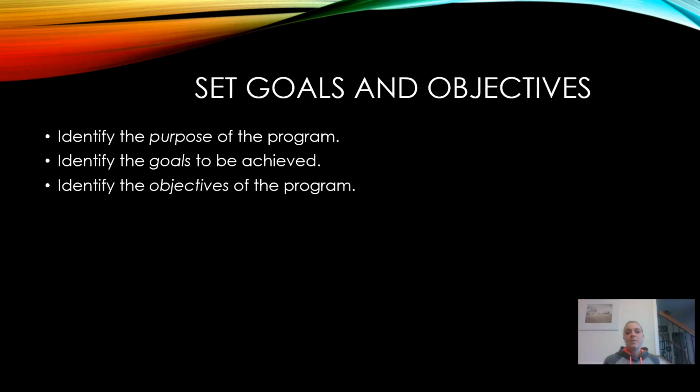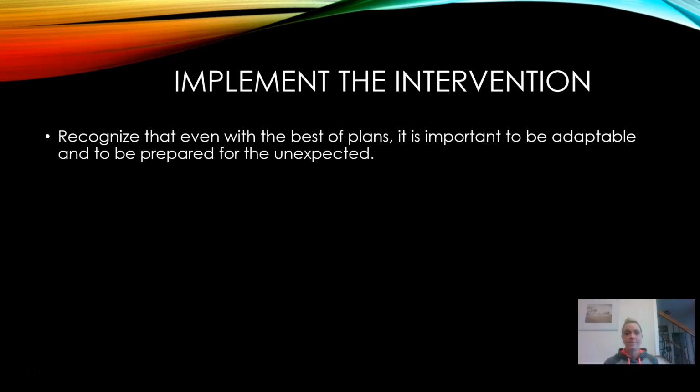So again, setting goals and objectives: identify the purpose of the program, and talk with the patient about this again. What do they want to get out of therapy? What do they want to be able to get back to? Set goals based on that, and then identify your objective or your plan as to how you're going to get there. Then comes implementation.